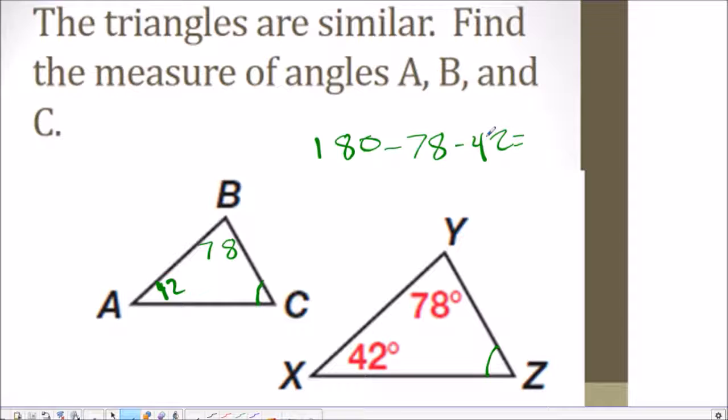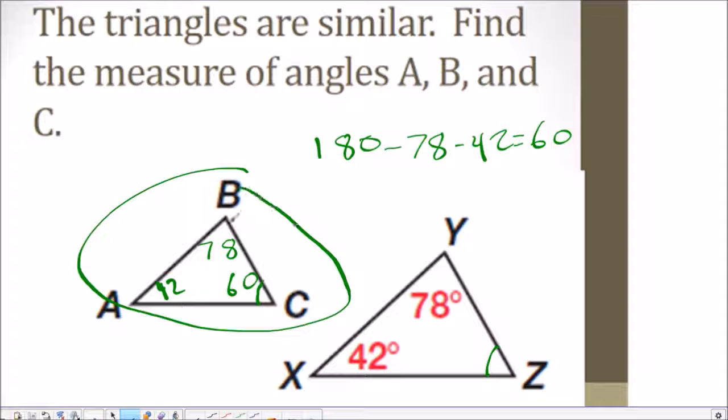Okay, and when we do that, we get 60. So that means this angle is 60. Let's read the question again, make sure we have responded to it appropriately. They asked us to find the measure of angles A, B, and C. Have we done that? Let's see. A, B, C. Yeah, we put numbers on all three. There's our answers. We're done with this one.